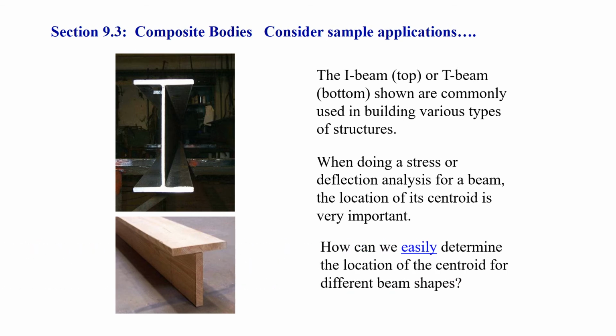How can we easily determine the location of the centroids for different beam shapes? By considering the fact that, in both of these cases, these beams are really comprised of a collection of rectangles that are put together. Rectangles are actually easy to find the individual centroid of. It's in the middle of the cross section of a rectangle. But when we put several different rectangles together, we need to be able to figure out where the centroid of the composite beam is.